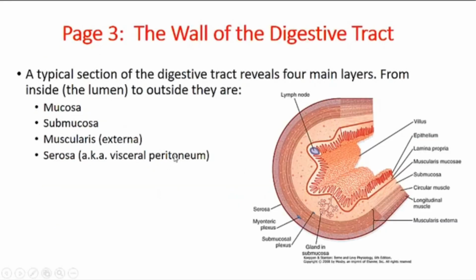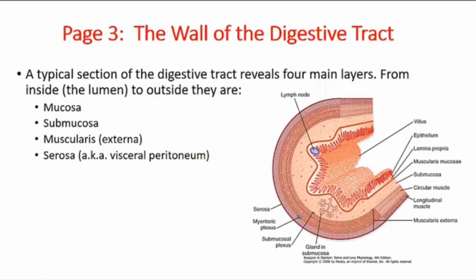Now let's look at the wall of the digestive tract. A normal section of the digestive tract reveals four main layers. If you look here, one of these layers is the mucosa, then the submucosa, muscularis and serosa. Serosa is the outermost layer, muscularis is right after that, then the submucosa, and finally the mucosa, which is the innermost layer, in contact with the lumen.